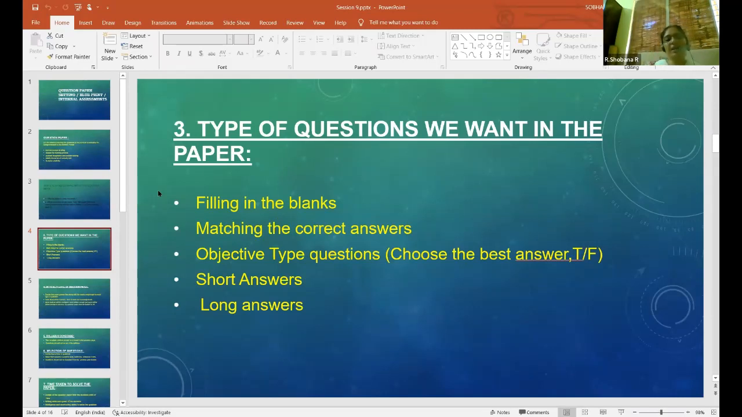So you can test the concepts using a variety of questions so that the students don't get bored in answering the same type of question throughout the paper. And using objective type questions, fill in the blanks, match the following questions, the children who are average and below average can use these variety of questions to score marks, because some children would find answering long answers always very tedious.